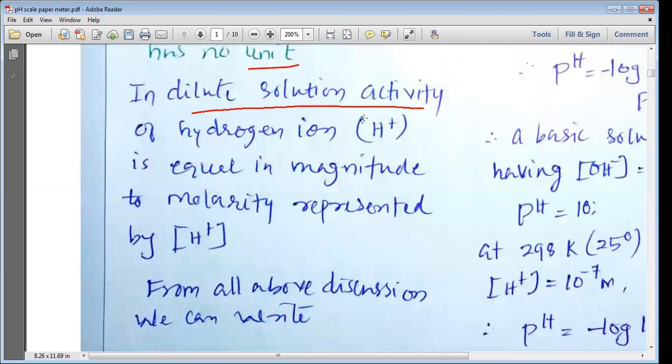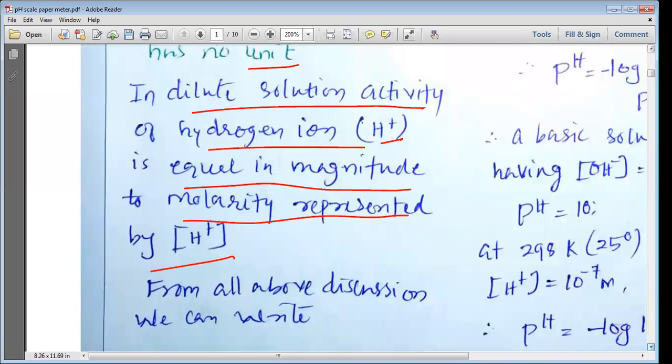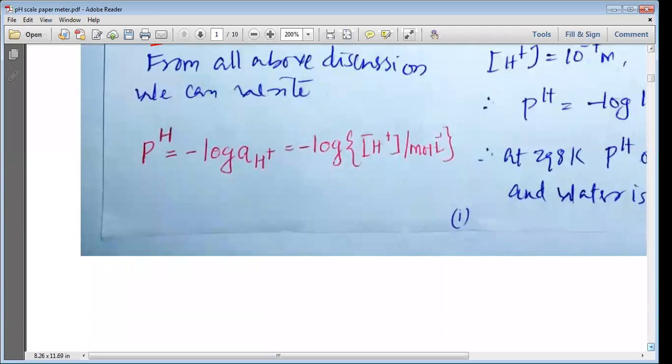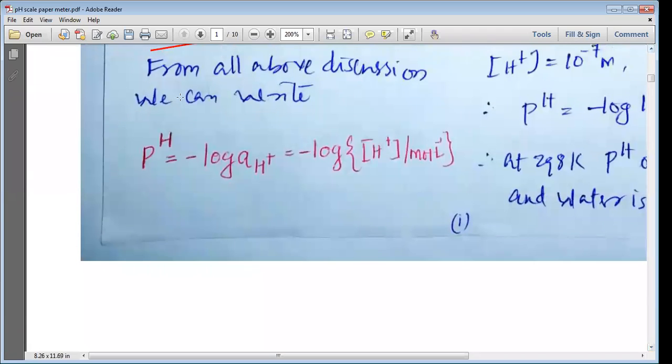Now in dilute solution, activity of hydrogen ion, that is H plus, is equal to the magnitude of the molarity represented by the H plus ion. So in dilute solution, we can say activity of the hydrogen ion is nothing but the molar concentration of H plus ion in a dilute solution. So from all the above, we can write the formula for pH: pH is equal to minus log of a H plus, which is equal to minus log of the concentration of H plus divided by mole per liter.